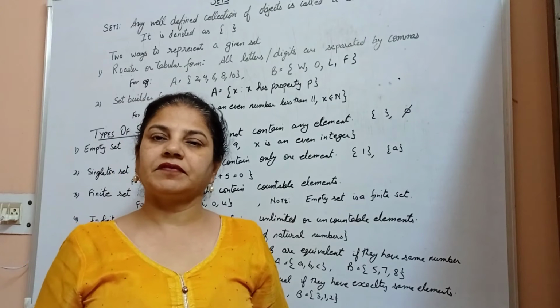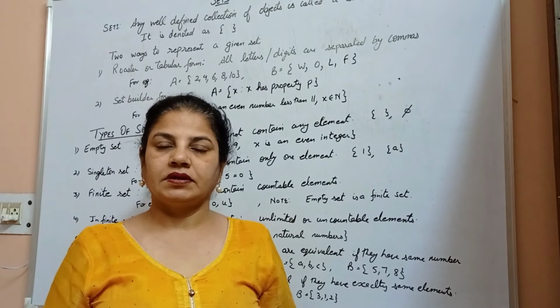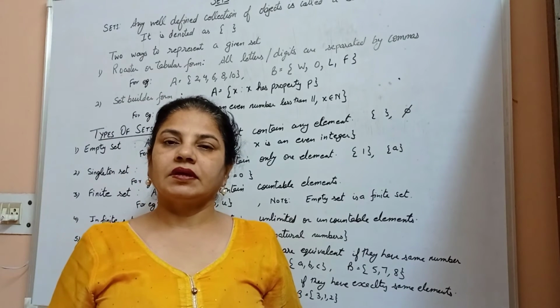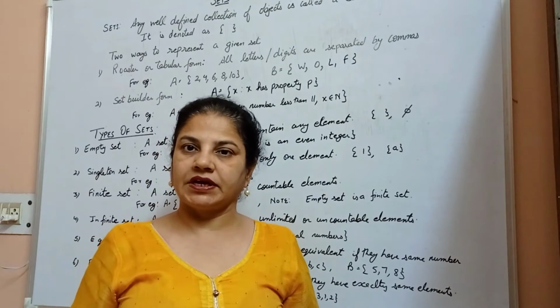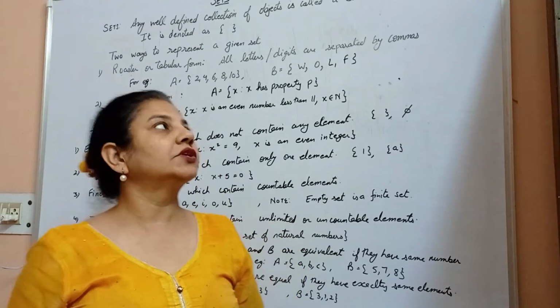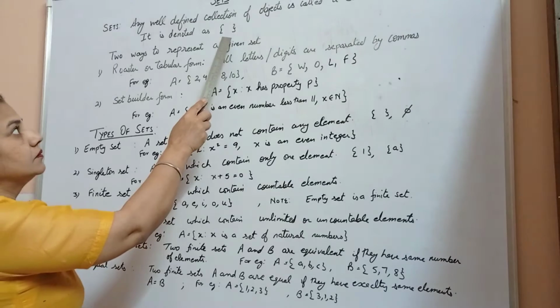Applied Mathematics, Chapter 5: Sets. Any well-defined collection of objects is called a set and is denoted by curly brackets.